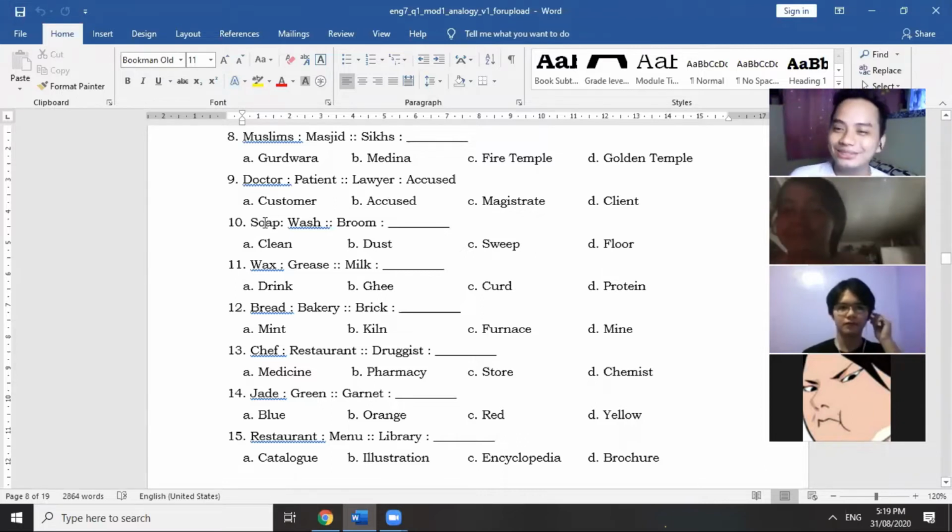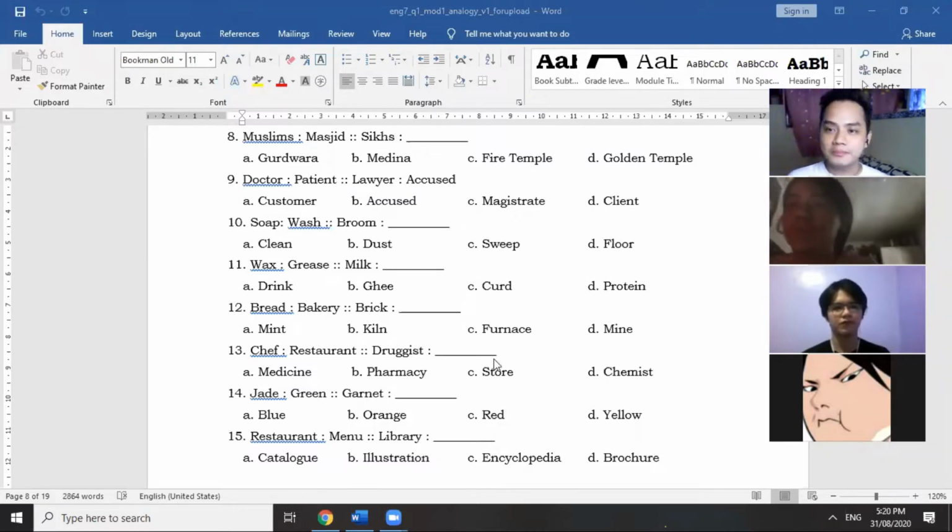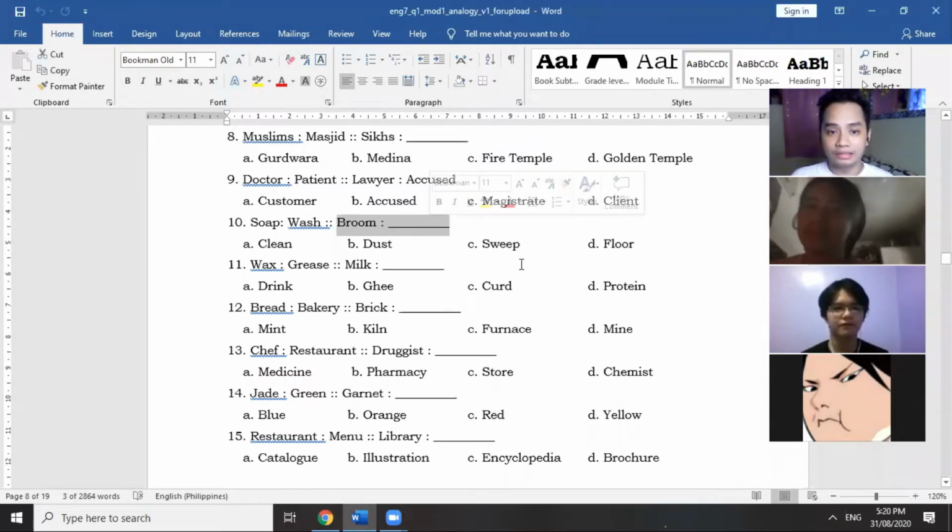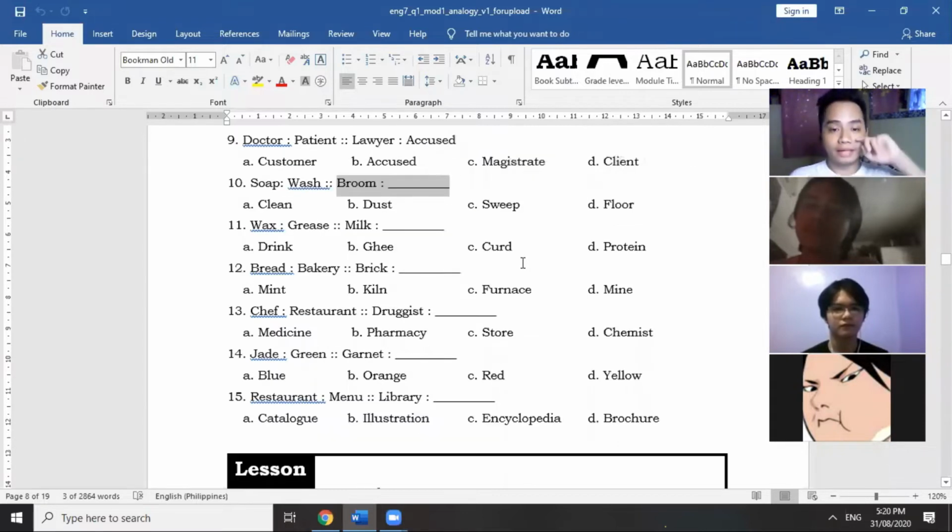Okay. Let's go to the next number. So what is the relationship of soap and wash? You use the soap to wash your hands, while you use the broom to what? You can answer. Sweep. Okay, to sweep the floor. Very good. Sweep would be the answer. You need to apply the relationship of the first pair to the following pair. That's basically how you answer a pair in an analogy.